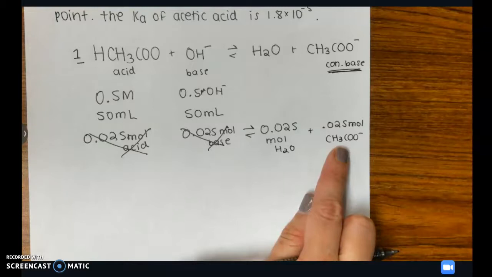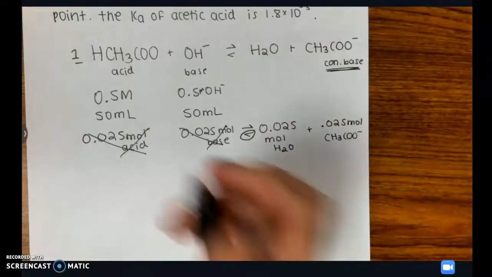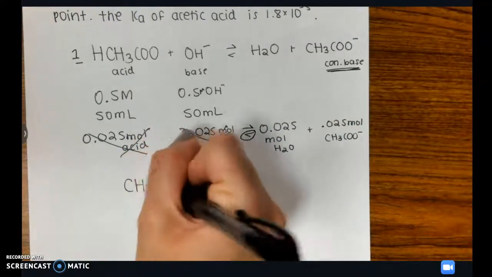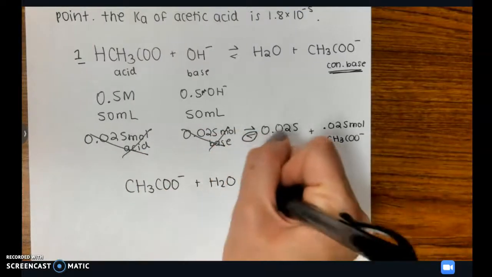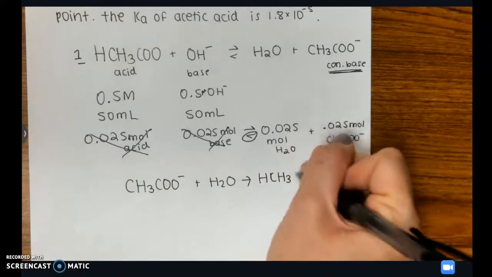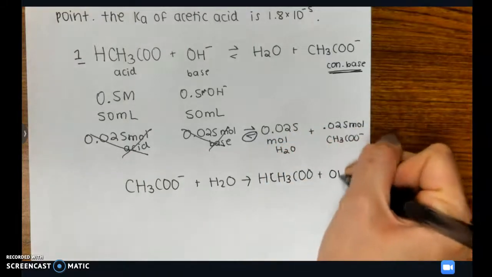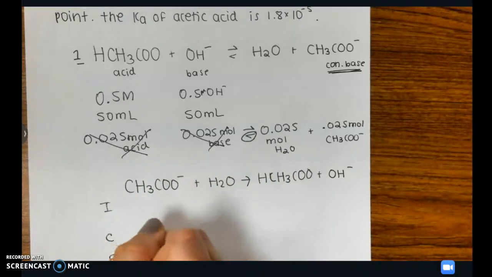And when I make my ice table, I'm going to write this reaction in reverse. Reverse means it goes this way. So now my reactant is CH3COO minus plus water, and that will make HCH3COO plus OH minus. Okay, initial change equilibrium.